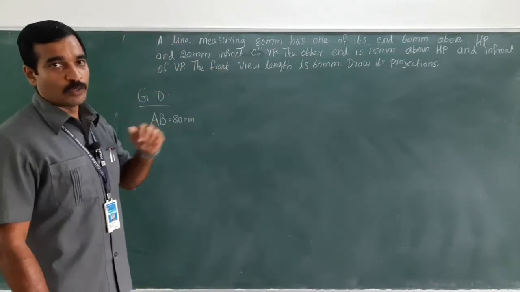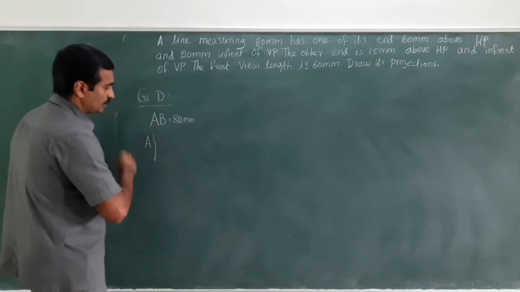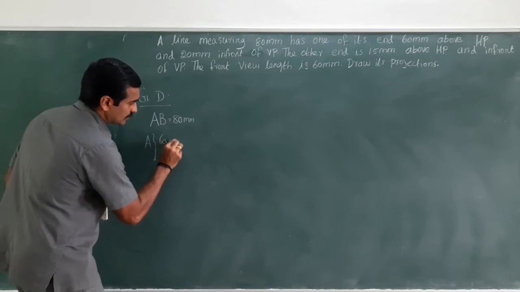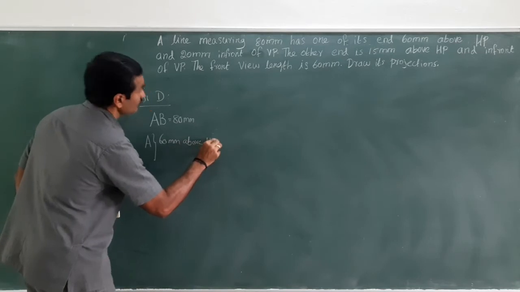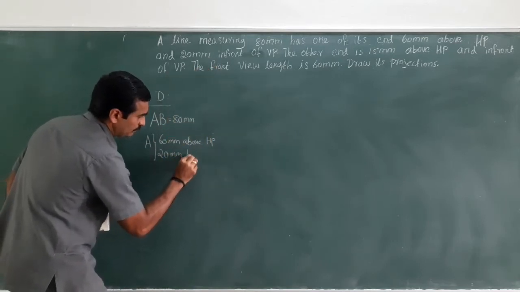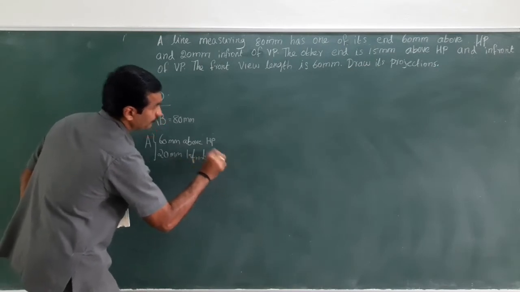One of its ends is 60 mm above HP and 20 mm in front of VP. That means one locus has been given, that is A. The locus A is 60 mm above HP and 20 mm in front of VP.